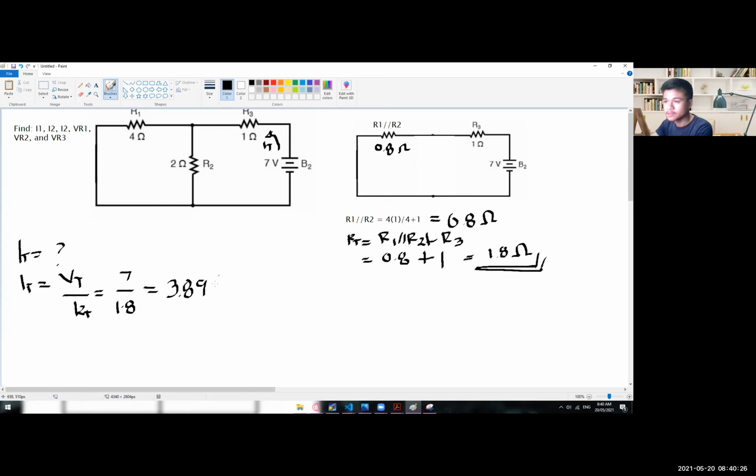Okay, so we still have 2 minutes left, which is now the same with our I3. I3 is 3.89 amps. Okay, are there more questions?